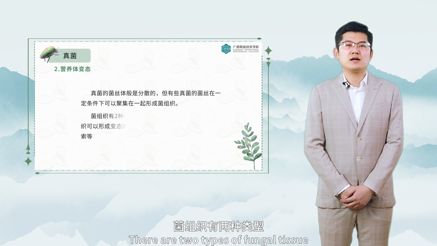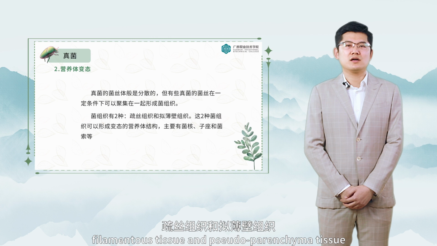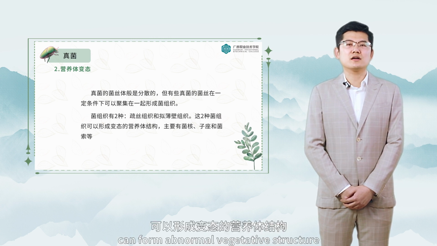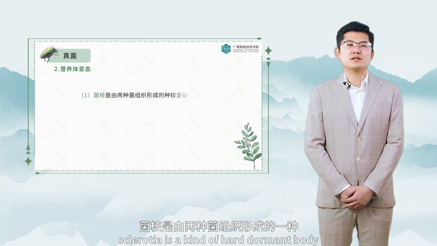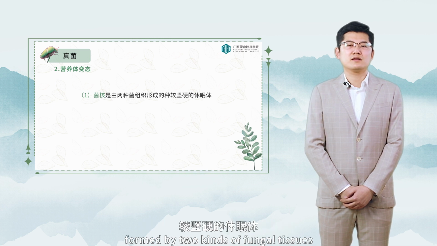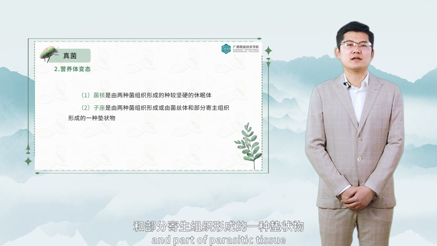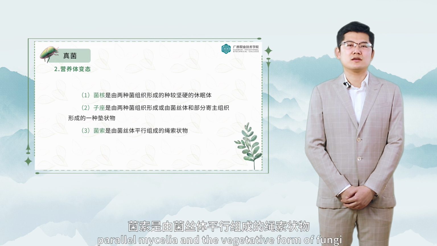tissue. There are 2 types of fungal tissue: filamentous tissue and pseudo-parenchyma tissue. These 2 tissues can form special vegetative structures, namely sclerotia, stroma, and rhizomorphs, and so on. Sclerotia is a kind of hard dormant body formed by 2 kinds of fungal tissues. The stroma is a cushion formed by 2 kinds of fungal tissues, or by mycelium and part of parasitic tissue. The rhizomorph is a rope-like structure composed of parallel mycelia.